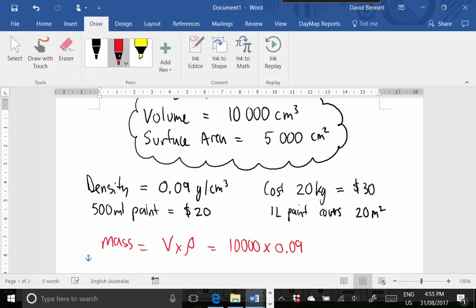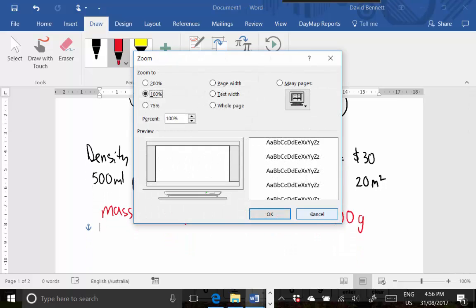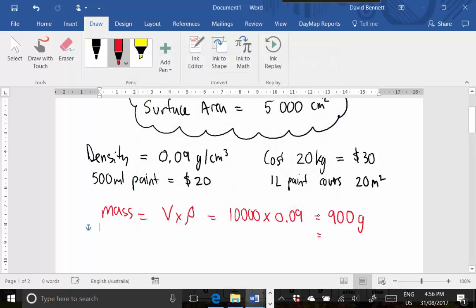Now you can do that on the calculator if you want to, but timesing by 10,000 means I move the decimal place 4 jumps. So that's going to give me a value of 900 grams. Right, that's the units that we're working in. So 900 grams is actually equal to 0.9 of a kilogram. Right, so that's what this works out in my particular calculation.